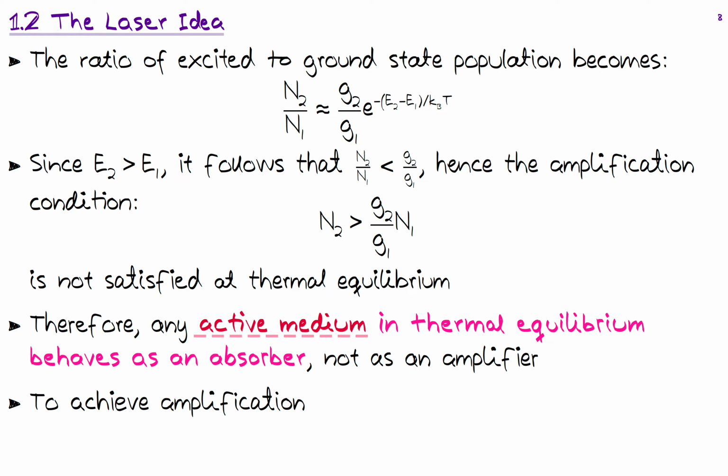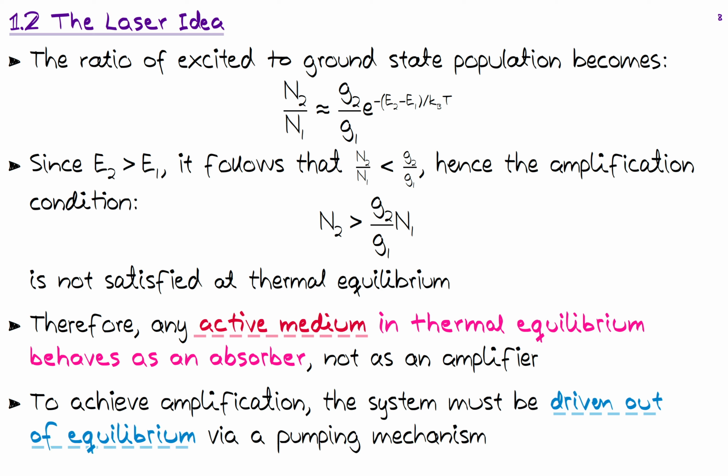So something must be done in order to achieve amplification. We must drive the system out of equilibrium, and this is done by having some kind of pumping mechanism that strongly excites the ground state, the E1 state, into a higher electron state. That's how we create a population inversion, and that's how the system can act as an amplifier.